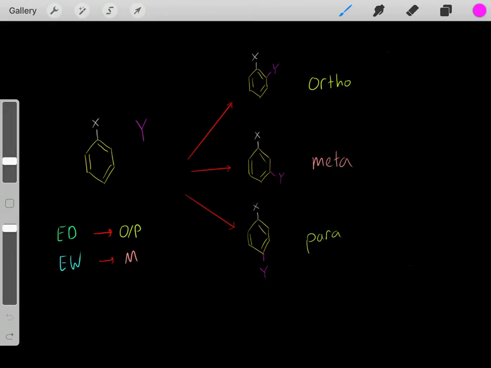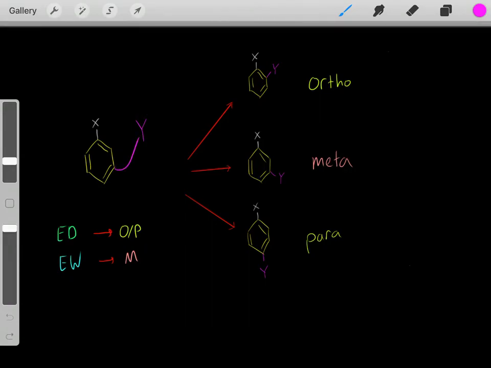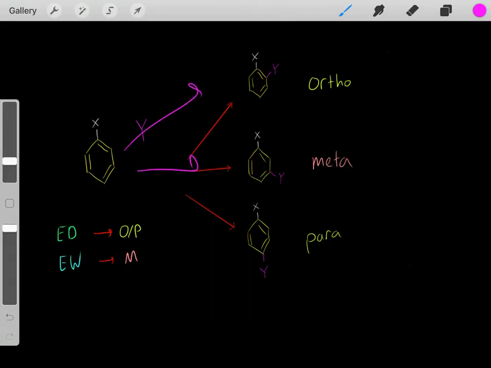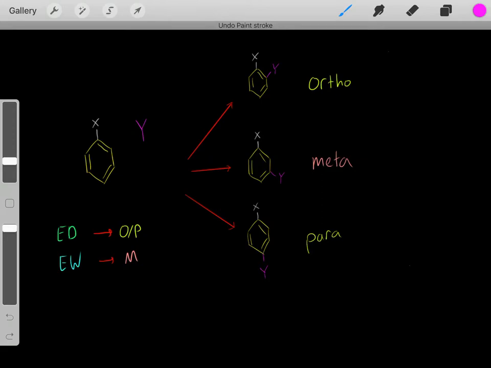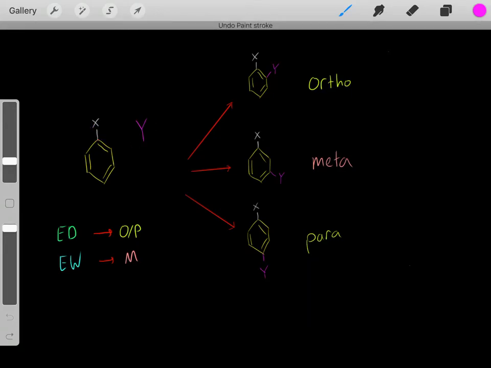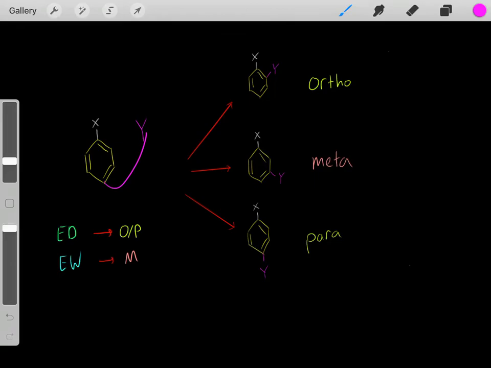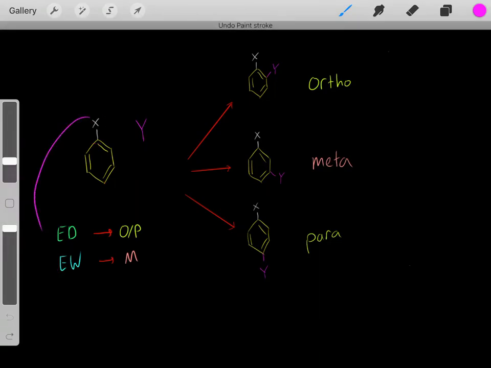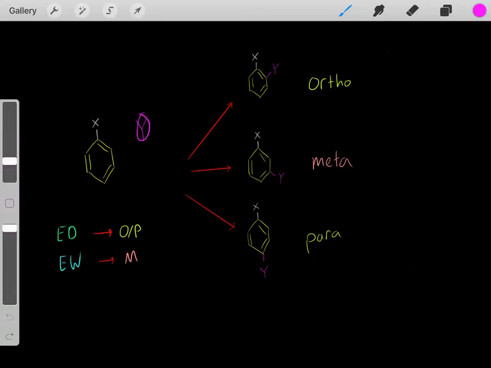But what determines whether we add this Y compound on the ortho position, or maybe what determines if we add it on the meta position? What dictates where we add this Y compound? Well, if this original X functional group happened to be an electron donating group, it would favor adding the Y compound on the ortho and on the para position. However, if this X compound was an electron withdrawing group, it would favor adding this Y compound on the meta position.